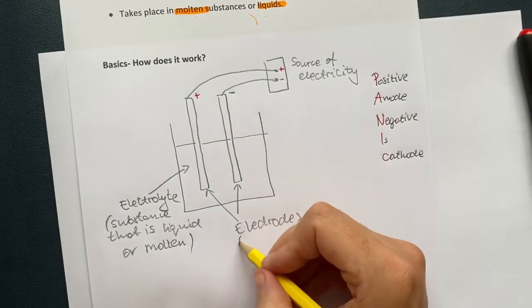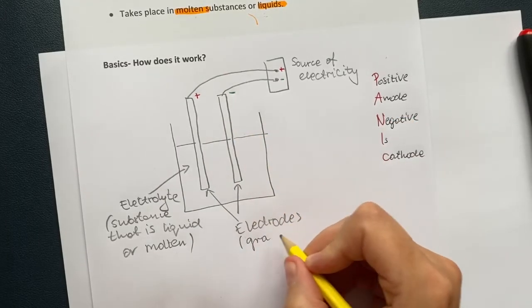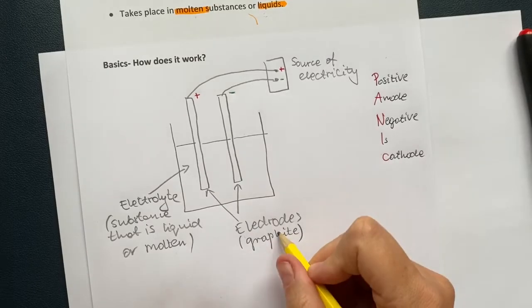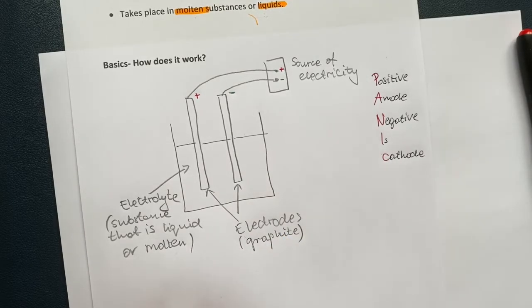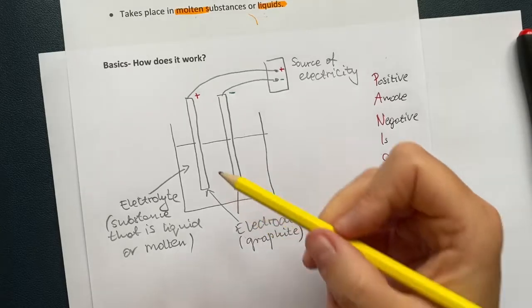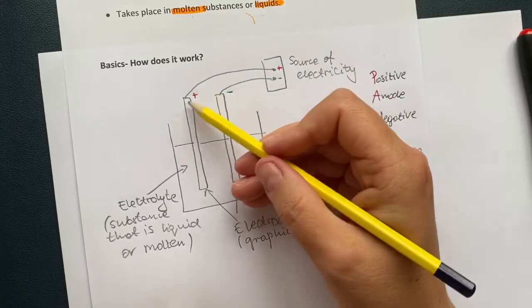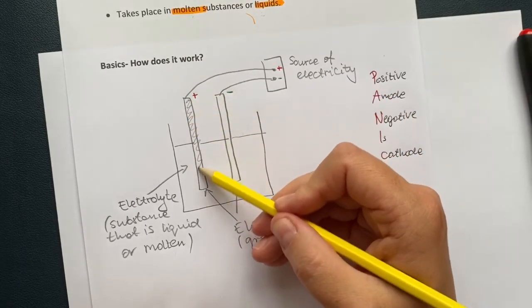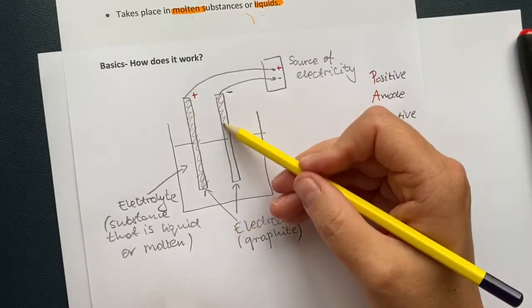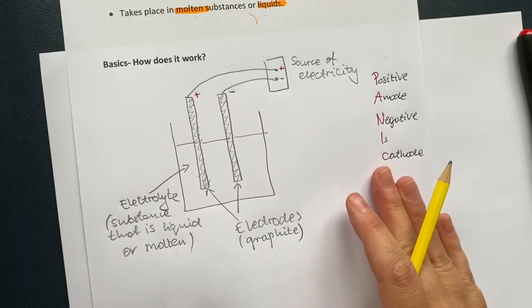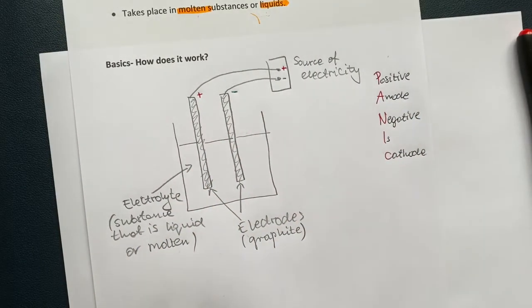Electrodes are mainly made of graphite. I forgot to add that. Why graphite? Well, graphite is the only non-metal that conducts electricity, and in electrolysis it's very important that we use a non-metal. It's only made of carbon, so it has no ions really. So this is my basic diagram.